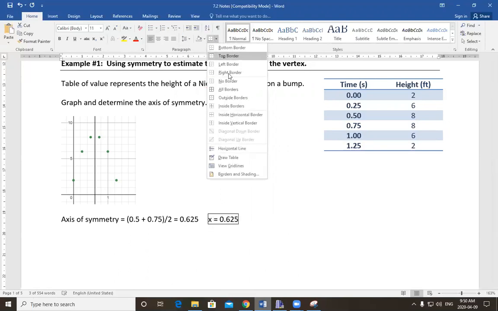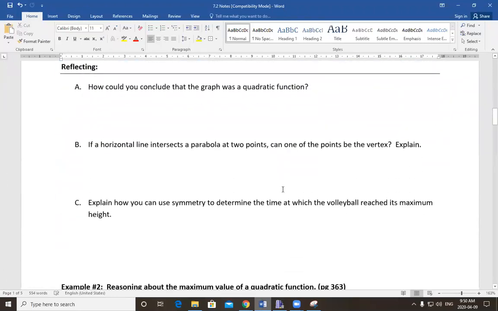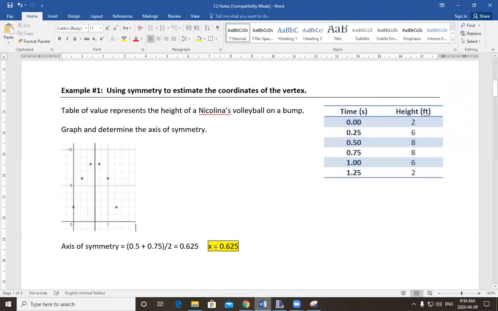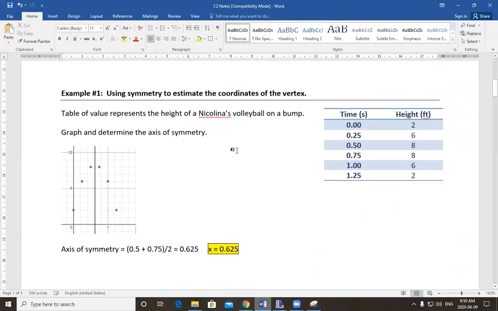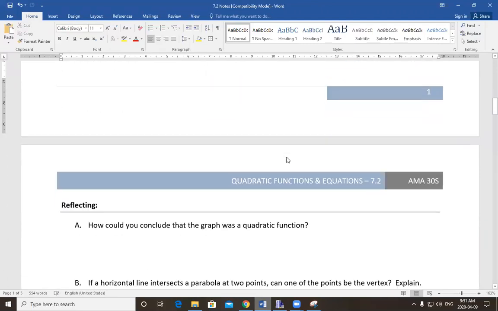We just found how to get the axis of symmetry, well, using symmetry. So we're not going to do this very often. This is just showing how the axis of symmetry cuts the graph in half. Okay. One interesting point with that would be if we wanted to know at what time does the ball reach its maximum height? Well, the axis of symmetry, x equals 0.625. At 0.625 seconds, that's when the volleyball would be at its maximum height.